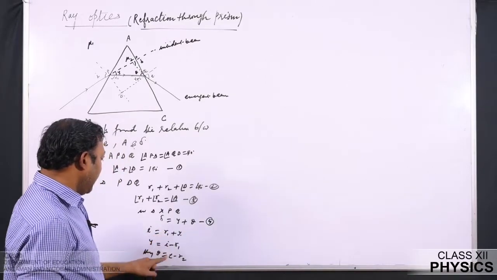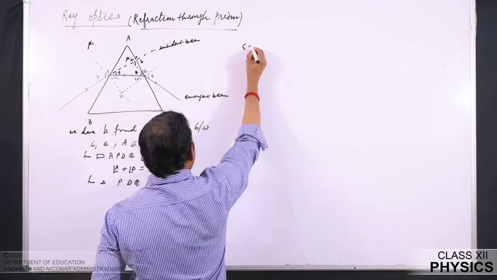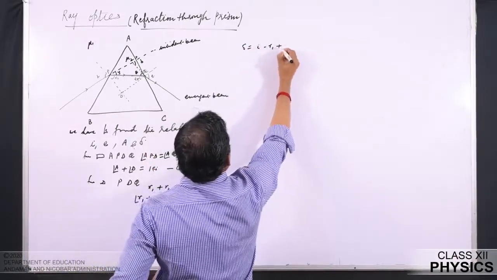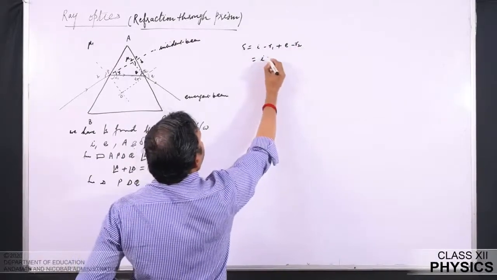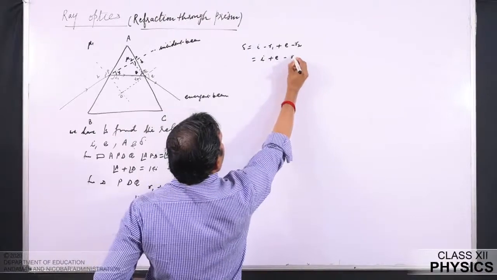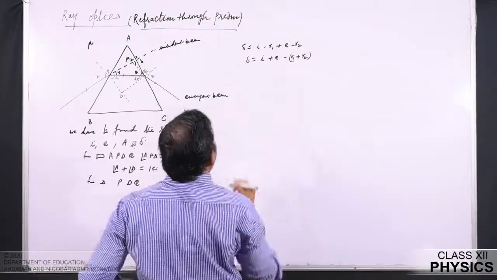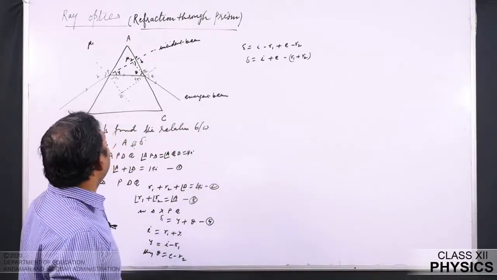Now, we have delta is equal to y plus theta. Substitute the value of y and theta, we get delta is equal to I minus r1 plus E minus r2. So, this further gives I plus E minus bracket r1 plus r2. So, we got delta is equal to I plus E minus bracket of r1 plus r2.